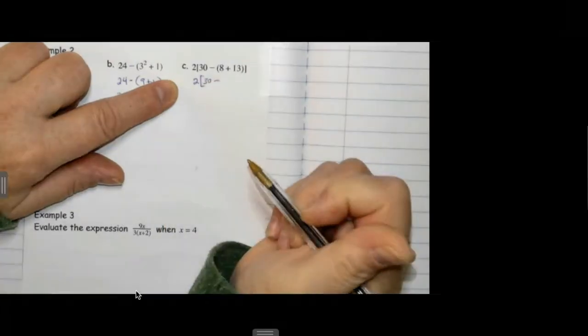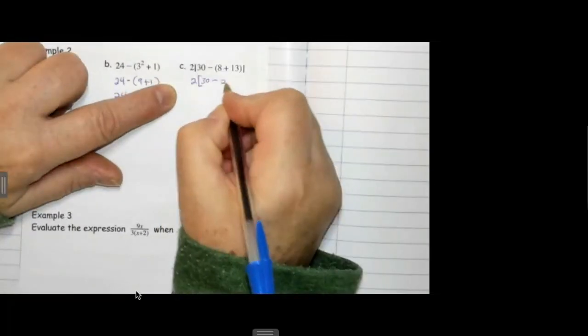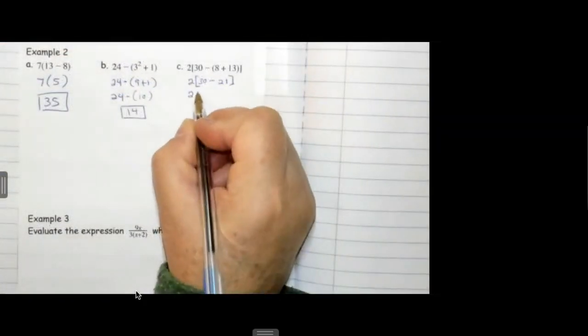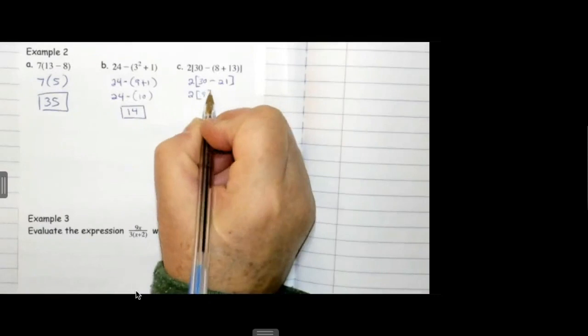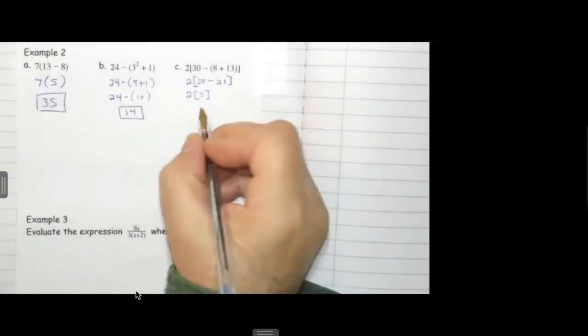We have 2 times 30 minus 21. And then 2 times 9. And then finishing that. Okay, moving on to example 3.